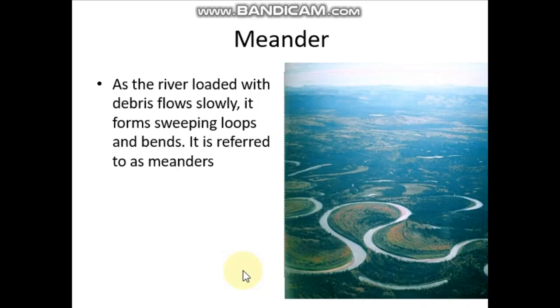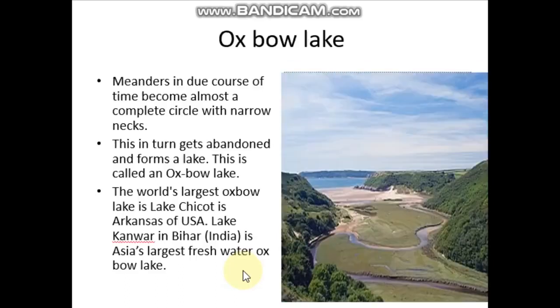What do you mean by this? On seeing this picture, what can you understand? It is like a snake moving here and there, isn't it? As the river loaded with debris flows slowly, it forms sweeping loops and bends. It is referred to as a meander. So when the river was carrying waste products such as stone, leaf, alluvial soil and many things, slowly it will form sweeping loops and bends. It is referred to as a meander.